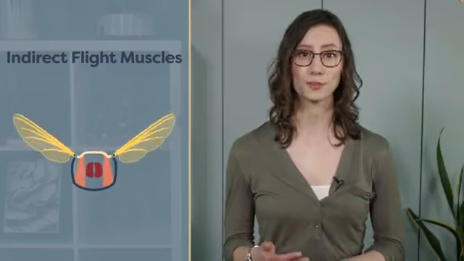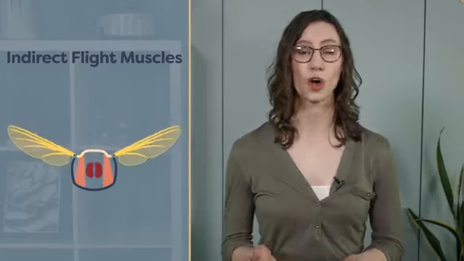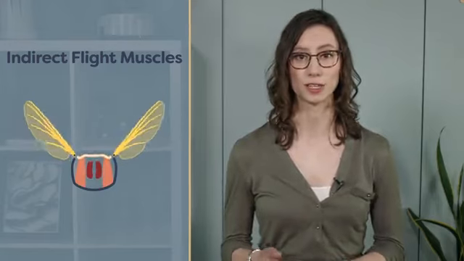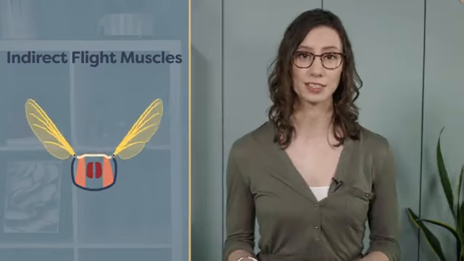As we saw with direct flight muscles, indirect flight muscles also work in tandem. When one set of muscles contracts, the other relaxes, moving the wings up and down and lifting the insect into the air.